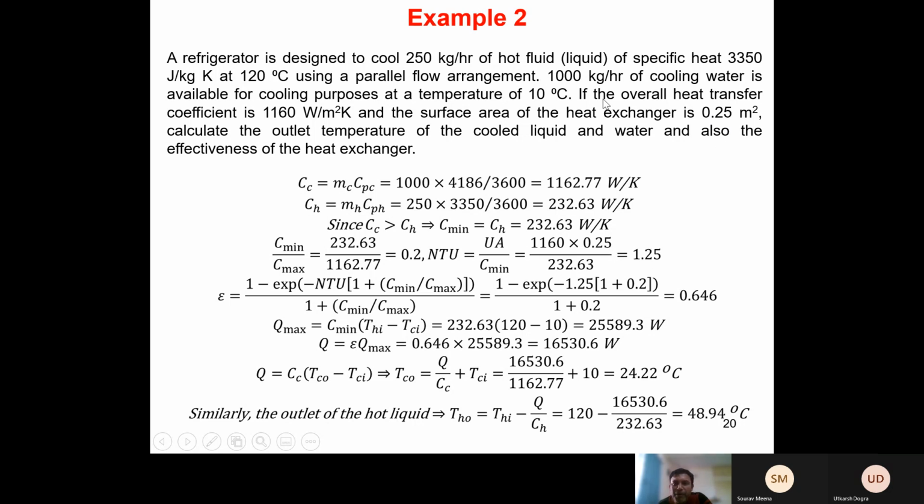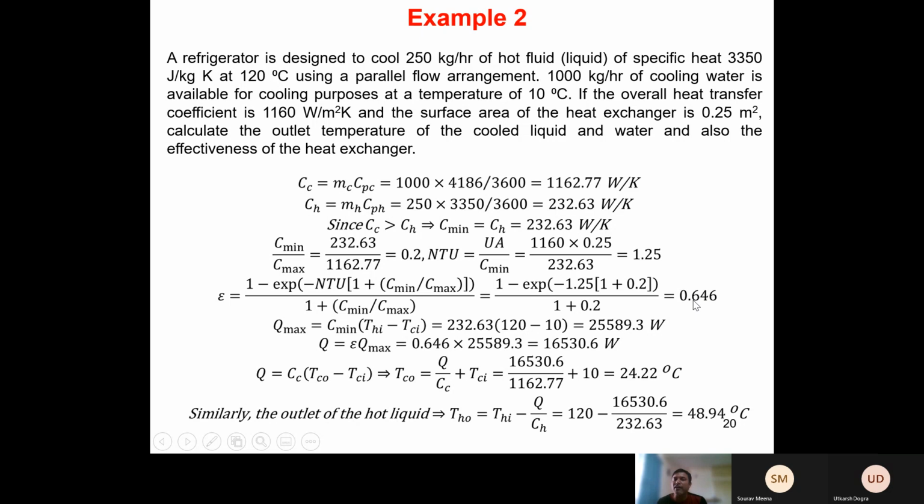Since the example is using a parallel flow heat exchanger, that means we have to use this expression. This is the parallel flow heat exchanger equation. In this equation, the only parameters are NTU and Cmin by Cmax. So Cmin by Cmax we have calculated. NTU also we can calculate it. We put both the values here. We can calculate the effectiveness factor. Effectiveness factor comes out to be 0.646.